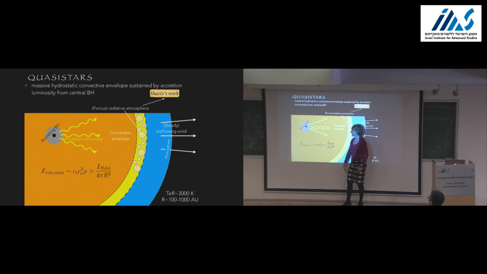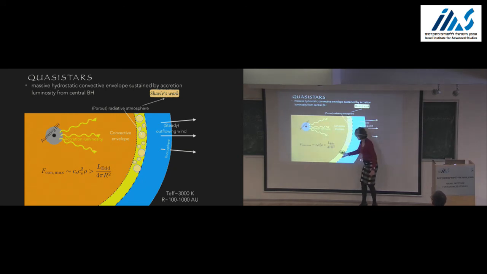Then you have 10 to the 6 solar masses. So here, for instance, it's 10 to the 6, and this is maybe 100 solar masses. So the energy is transported convectively in this radiation-dominated environment. It may work, may not work. But this is the picture.